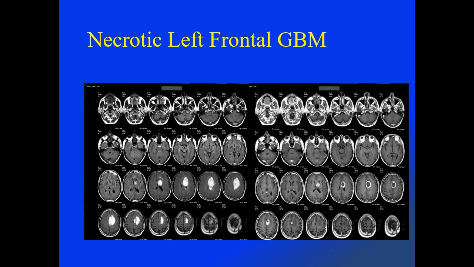These sets of T2 FLAIR and post-contrast T1 axial images demonstrate a large mass with T2 FLAIR hyperintensity, which is centrally necrotic with peripheral enhancement involving the region of the anterior body of the left cingulate gyrus, which was shown to represent a necrotic glioblastoma multiforme.